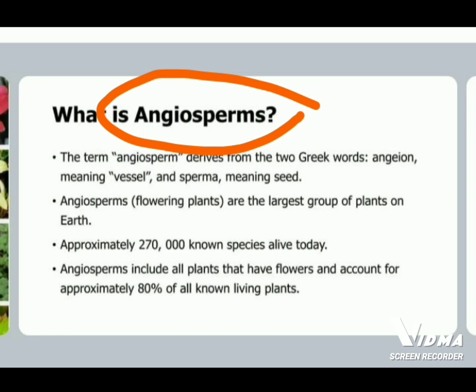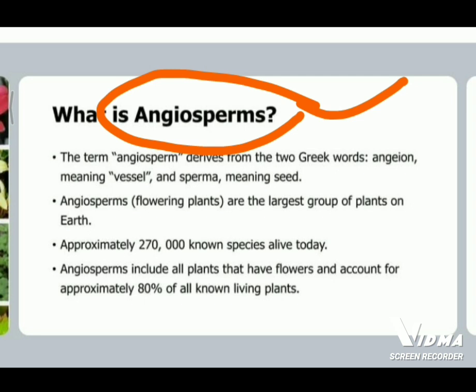We know that in gymnosperm the seed is not covered with the carpels, but in angiosperm the seed is covered with the carpels. So this is the more developed plant on the earth. The angiosperm has by far the largest number of species, assigned to 300 to 400 families. The group is most highly evolved and dominant among the present day floras of the world.